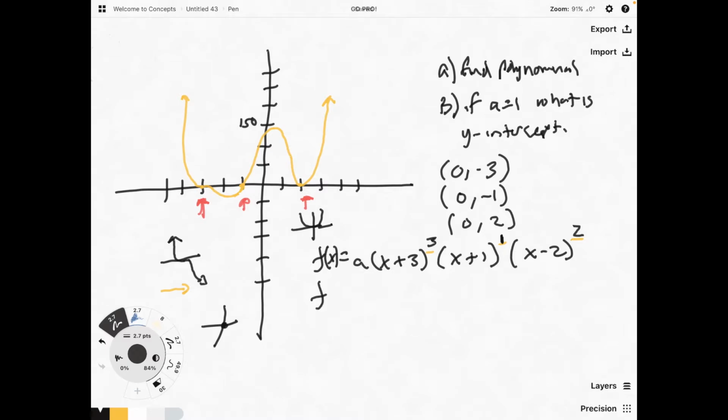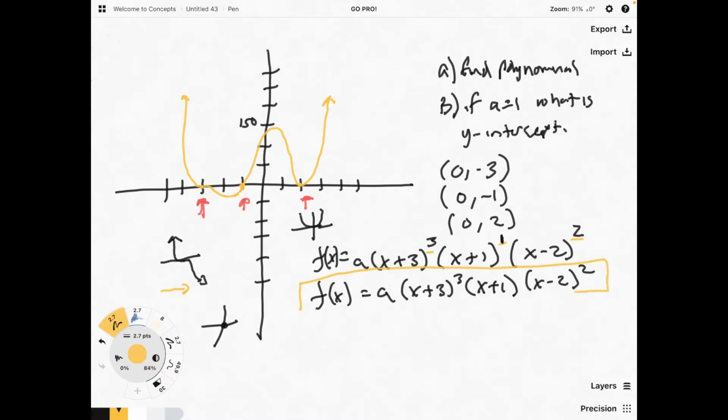If we write this out a little bit more prettily, we have x plus 3 raised to the third, multiplied by x plus 1 raised to the first, which is nothing, and then x minus 2 squared. And this is our polynomial with leading coefficient a at our minimum degree. And this shows that we have 3, 4, 5, 6, that this is also a 6th degree polynomial.